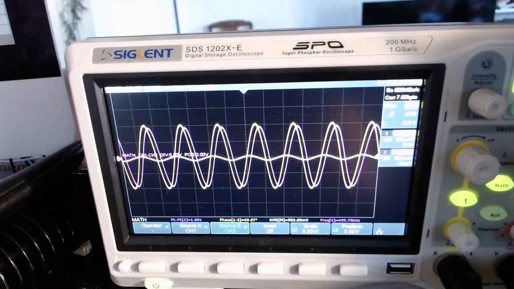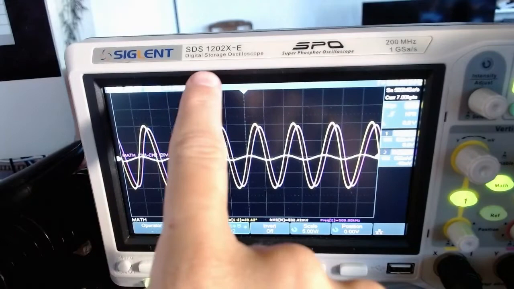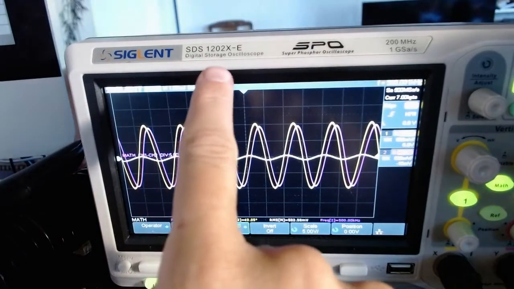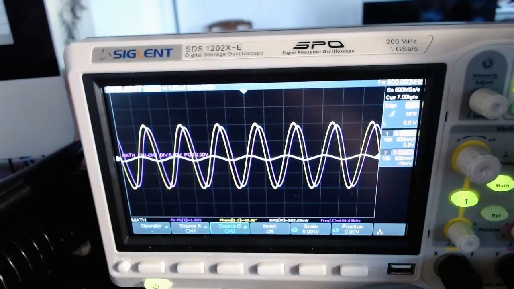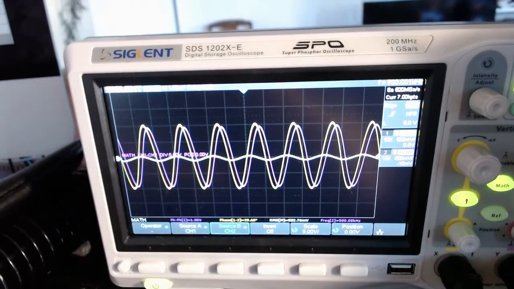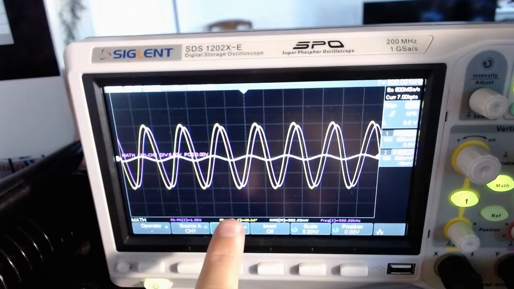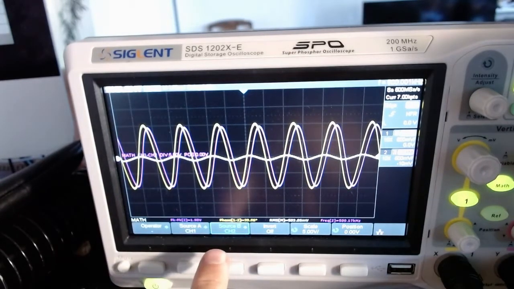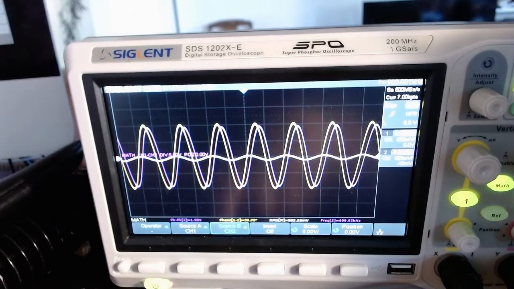So in my previous video, also about this oscilloscope, the Siglent SDS 1202X-E, one of my viewers said that the video was useful in making a decision about buying a new digital oscilloscope. So in this video, I want to make a remark about this oscilloscope that might be useful for somebody.